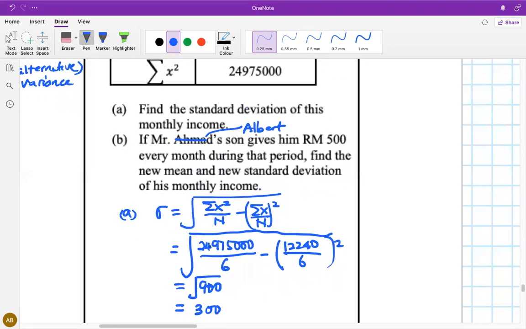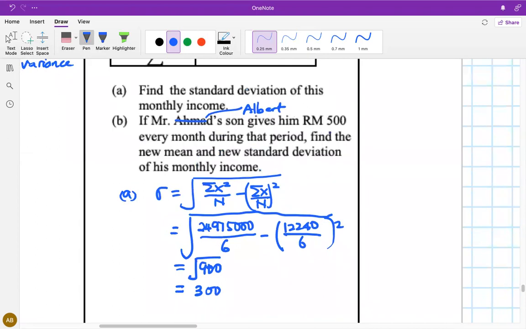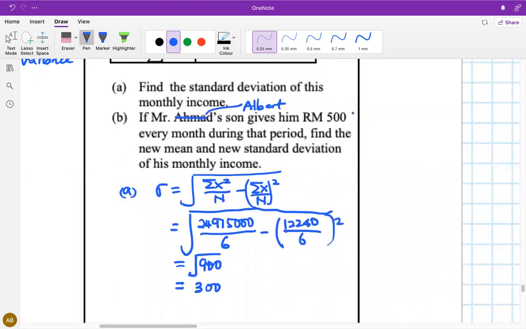So B, if Mr. Albert's sons give him 500 every month during that period, from within the 6 months, find the new mean and new standard deviation of his income, right? So this one, when you see it, you remember measure of dispersion, okay? So how many types of measure of dispersion? You should know now.